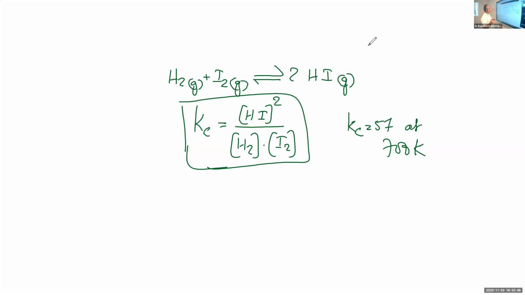Okay. Now, if you reverse this reaction, say like this, you reverse the reaction. So it is 2HI gas reversibly giving H2 gas plus I2 gas. The reaction is reversed. Then what will be the equilibrium constant?